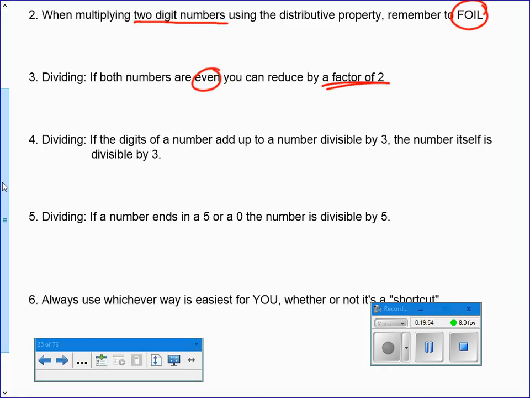Here's a shortcut for 3. If the digits of a number add up to a number divisible by 3, such as 9 or 12 or 15 or 3 or 6, then the number itself is divisible by 3, so you can take out a common factor of 3.